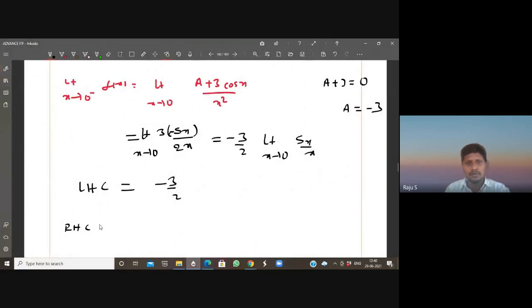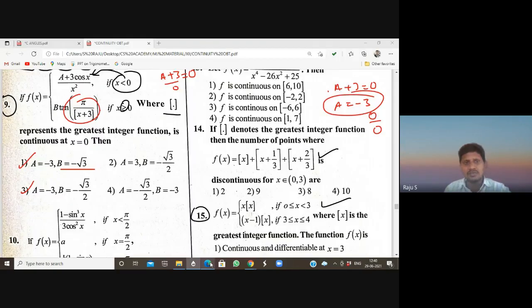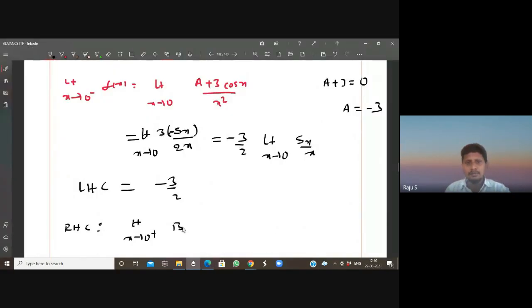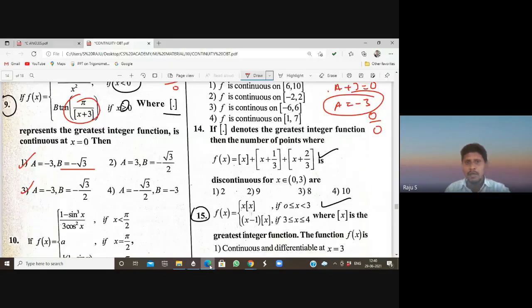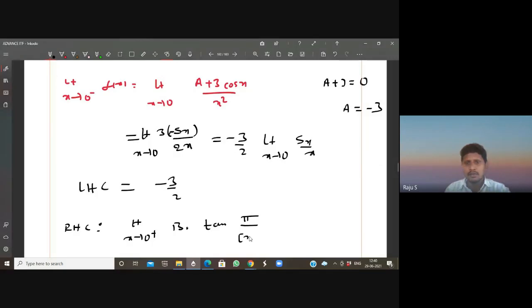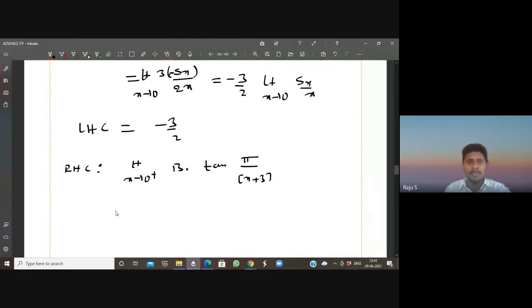Right hand continuity is limit x tends to 0 plus. What is the function they have given here, students? It is b tan of pi by (x plus 3) greatest integer. B is a constant, so take it outside. Limit x tends to 0 plus of tan pi by greatest integer of x plus 3. What is your x value? The x value is 0 plus.